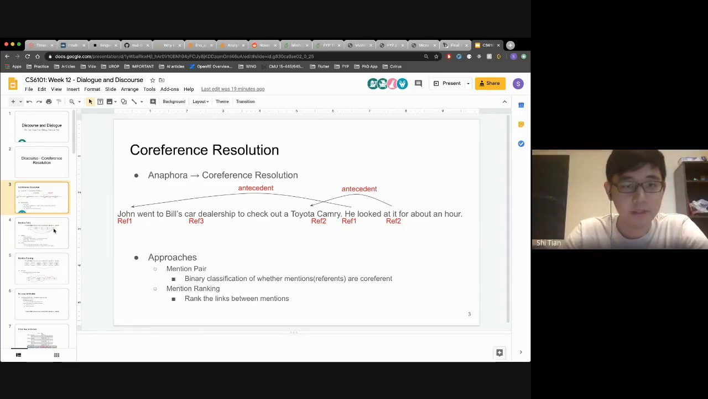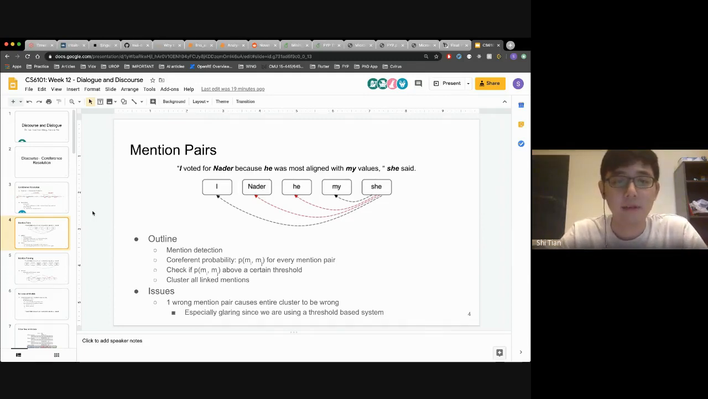Moving on to mention pairing, the general outline is that you first have mention detection. In this sentence, the mention detection step would detect that I, Nader, he, my, and she are mentions in the sentence. Because we want to find the antecedents of she, we have to look at every single mention that came before she, and calculate a coreferent probability, the probability that mention I and mention J are coreferent, for every single mention pair. If they are above a certain threshold, then we'll link them together and say that they are coreferent and that the previous mention is an antecedent of the current mention. Ultimately, we would impose a transitive closure on all the linked mentions so that we can cluster them into different clusters. And that's the ultimate goal.